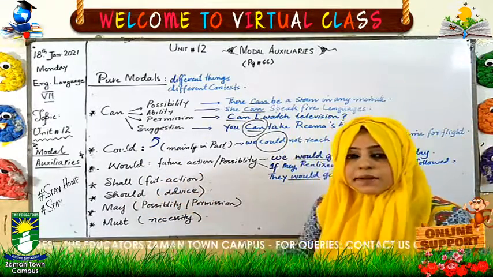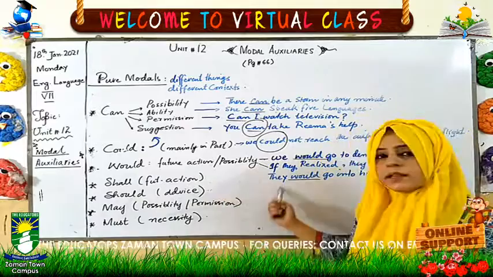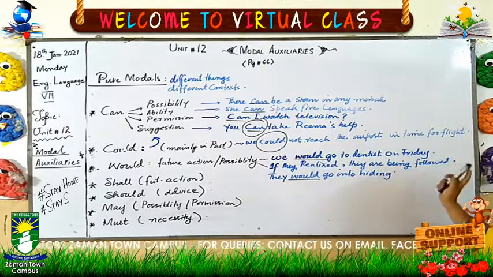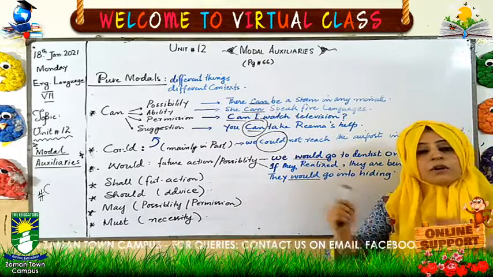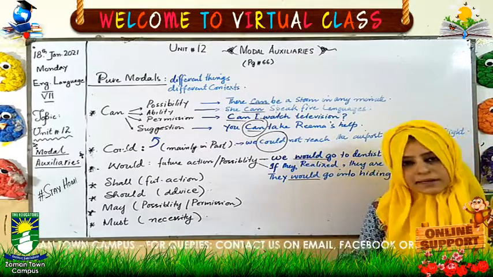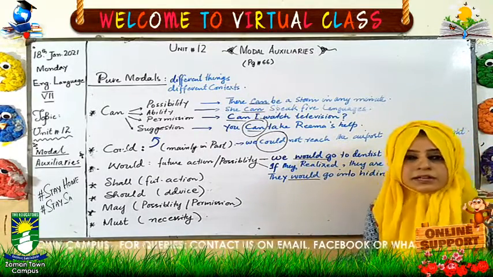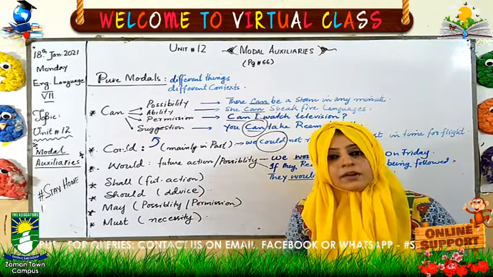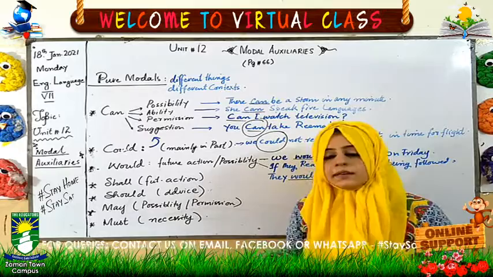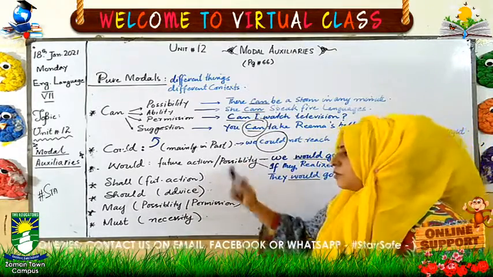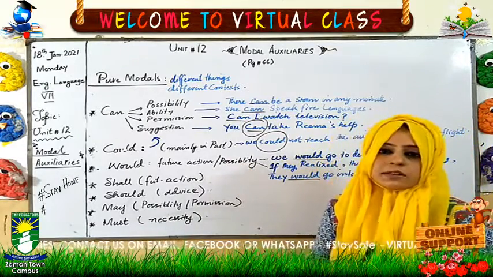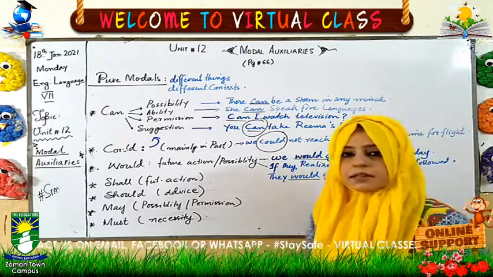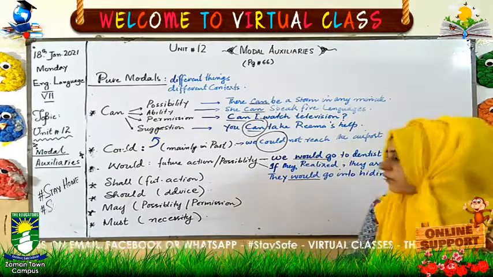Would is used particularly for future action and possibility. For example, we would go to the dentist on Friday. On Friday means it's Monday now, and I have the intention of visiting the dentist on Friday. So I am expressing my future intentions, like the future's possibility or a future action. On Friday, probably I would go to the dentist for my treatment, right?